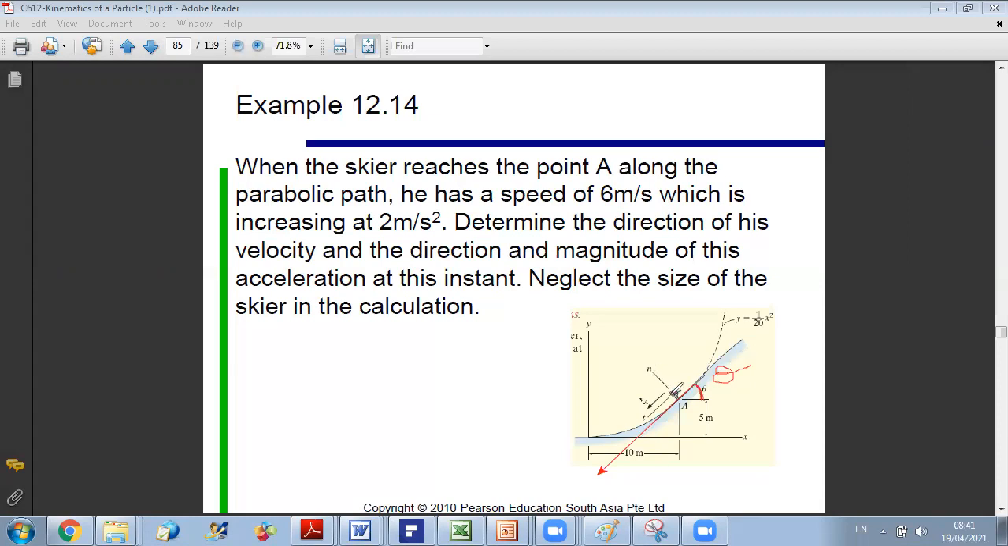The velocity is defined as tangent to the path. Okay? Since the velocity is tangent to the path, this means that if I draw the tangent line to the curve, it will have the same direction as the velocity. And from math, you know that for a tangent line, the slope is simply tangent of theta, which is equal to dy by dx.